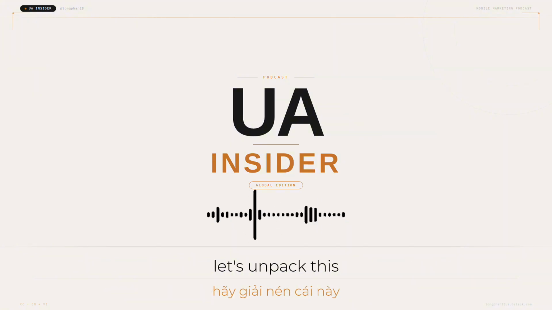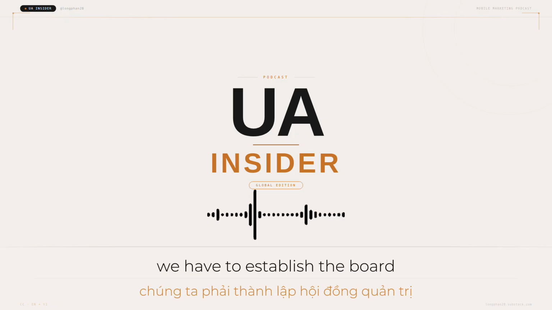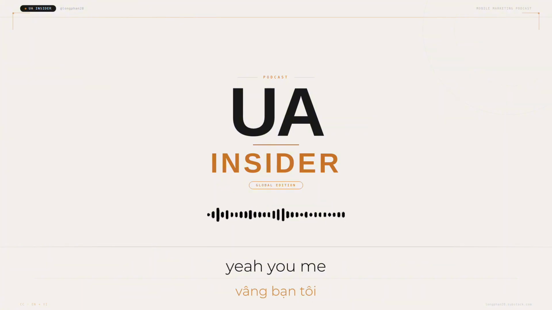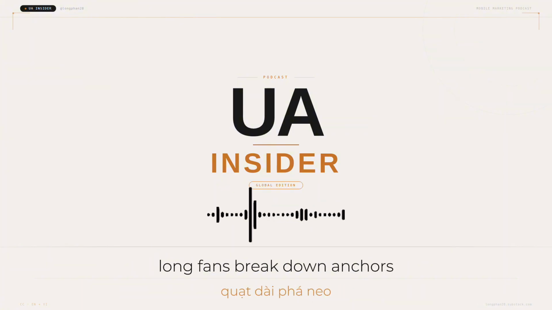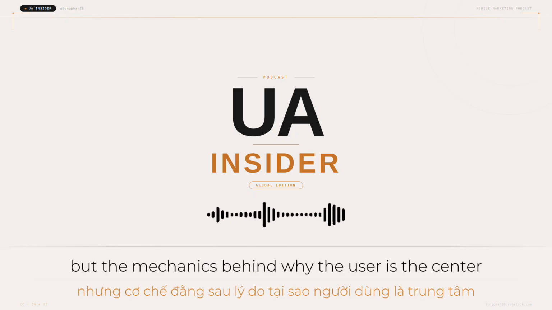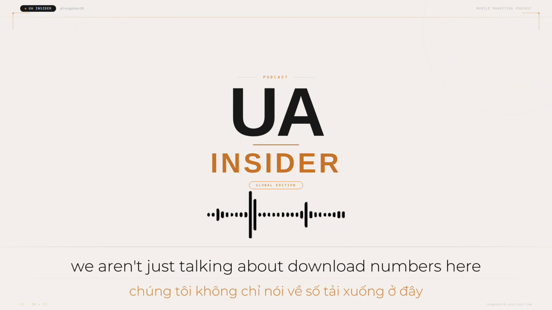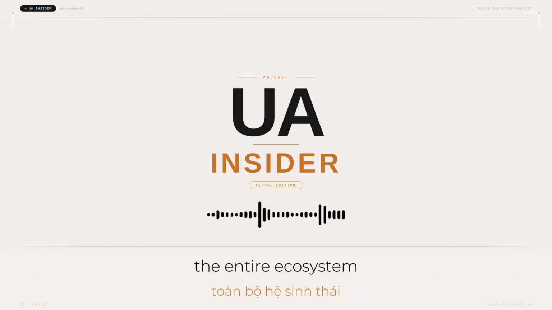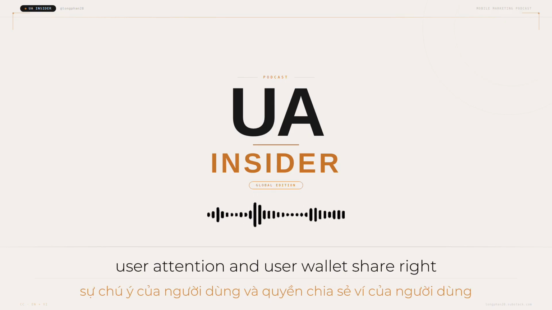Okay, let's unpack this. Before we track the billions of dollars flowing through the system, we have to establish the board. And the gravitational center of this entire universe is the user. You, me, the person actually holding the device. Exactly. Longfan's breakdown anchors everything around the user, which sounds obvious, but the mechanics behind why the user is the center are staggering. We aren't just talking about download numbers here. Not at all. A download is merely the initiation sequence. The entire ecosystem is engineered around extracting two things: user attention and user wallet share.